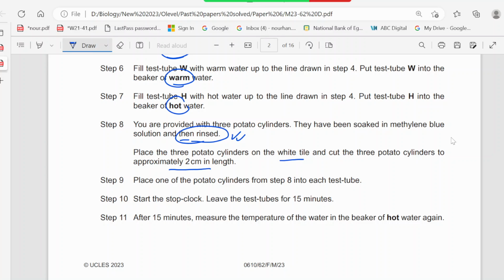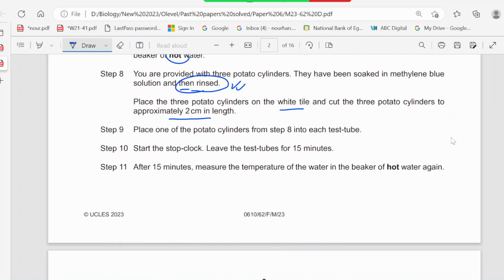The other error is that he said approximately 2 centimeters in length. No, you cannot cut the potatoes approximately. It has to be an accurate measurement, so both of them are exactly the same. Okay. Place one potato from step 8 into each test tube. Start the stop clock. Leave the test tubes for 15 minutes. I left all of them for 15 minutes, so this is a controlled variable.